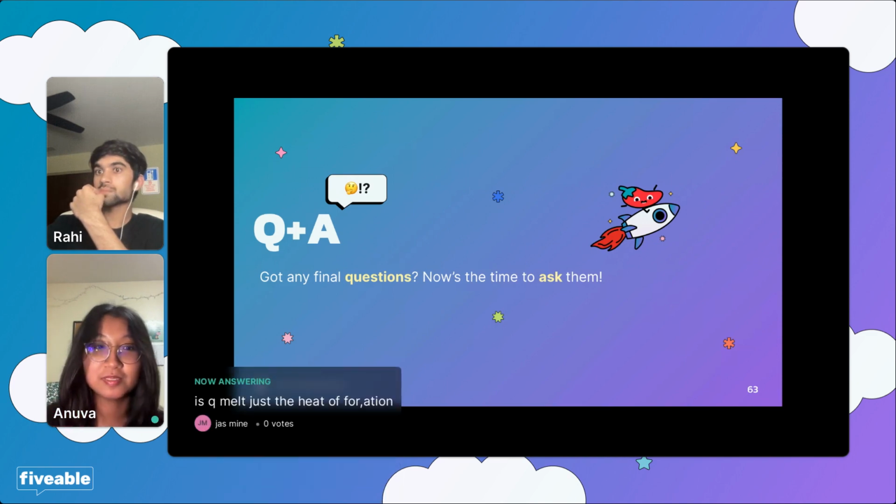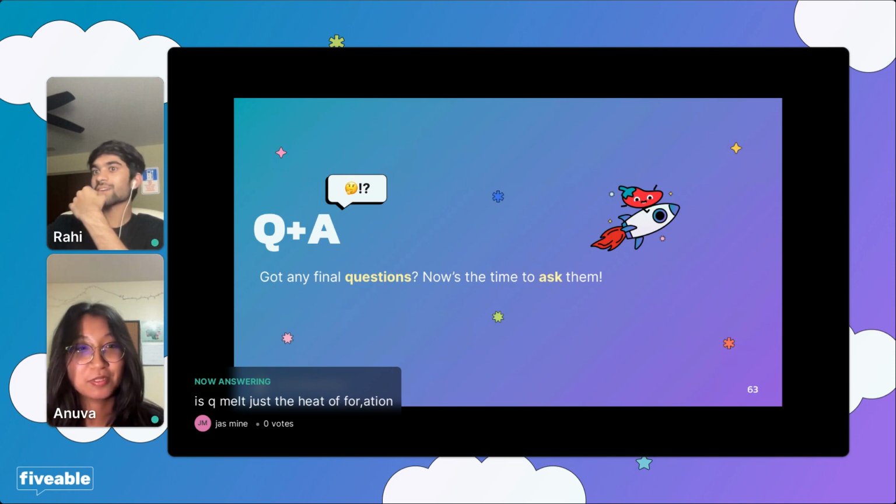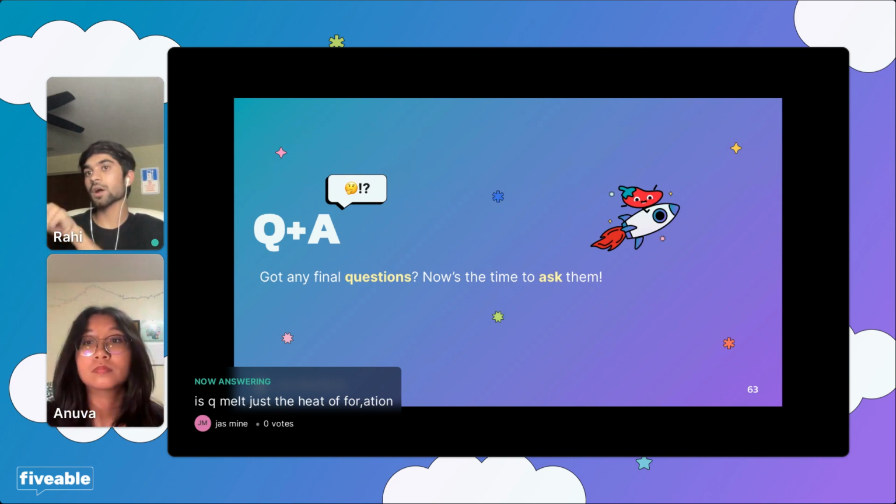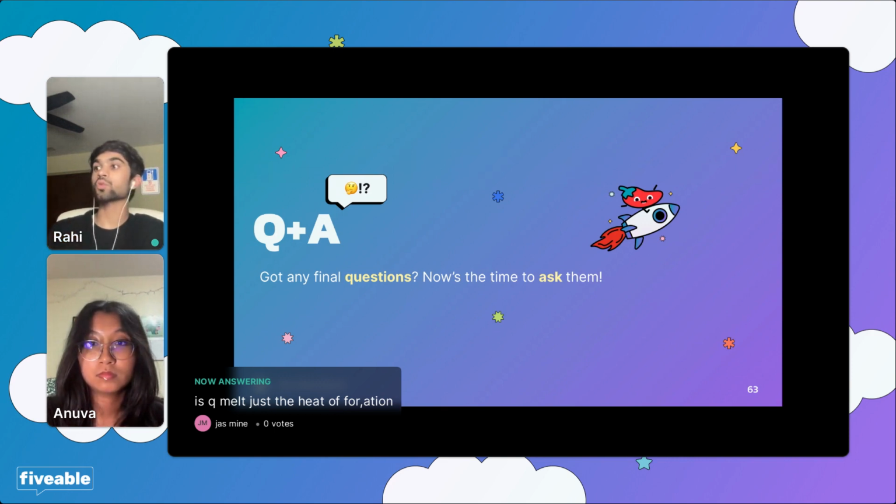Rahi, I'll just give you all the actually informative, real questions. Yeah, let me take those. So Q melt is not the heat of formation. The heat of formation is the delta H value of a particular state change or something like that. Q is energy, remember. It's how much energy, typically in joules or kilojoules, is required to cause something to occur.